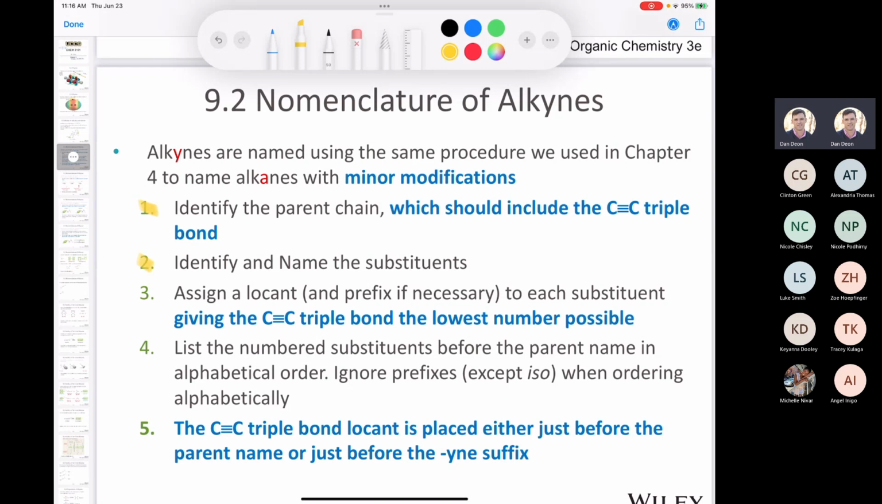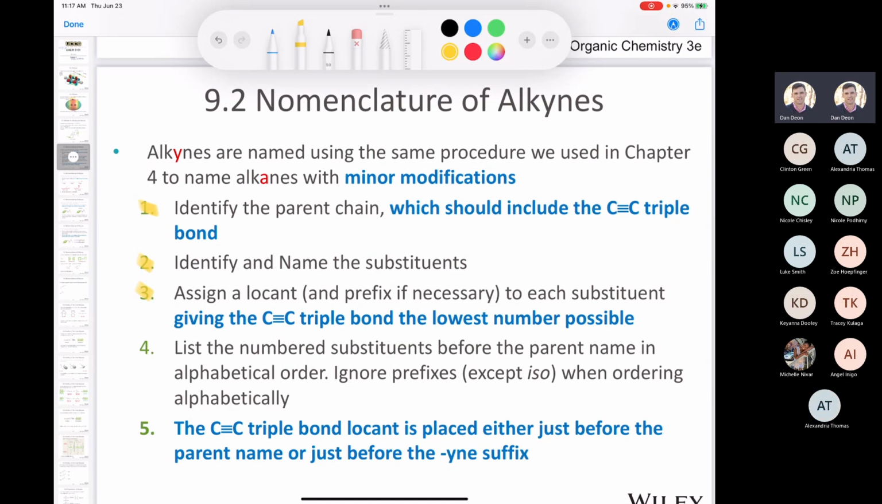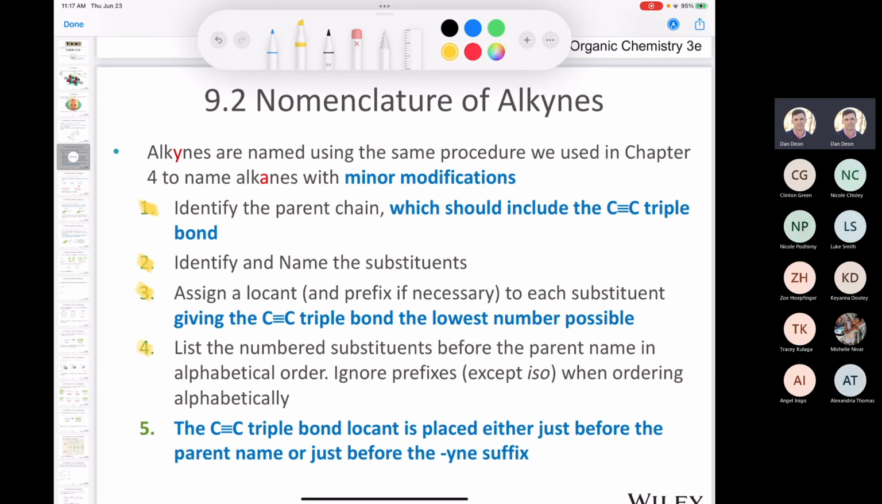We're getting into the last couple weeks of the course. I'm sure that by now you've really polished your ability to name and recognize isopropyl, isobutyl, sec-butyl, tert-butyl, ethyl, methyl, all those different groups, chloro, bromo, etc. So make sure you can identify and name those. Then we provide a locant, which is nothing more than a fancy name for a number, for each substituent. We give the carbon-carbon triple bond the lowest possible number, the same way we did it with alkenes. We put all the substituents before the parent name. We ignore prefixes except iso, cyclo, and neo when ordering alphabetically.